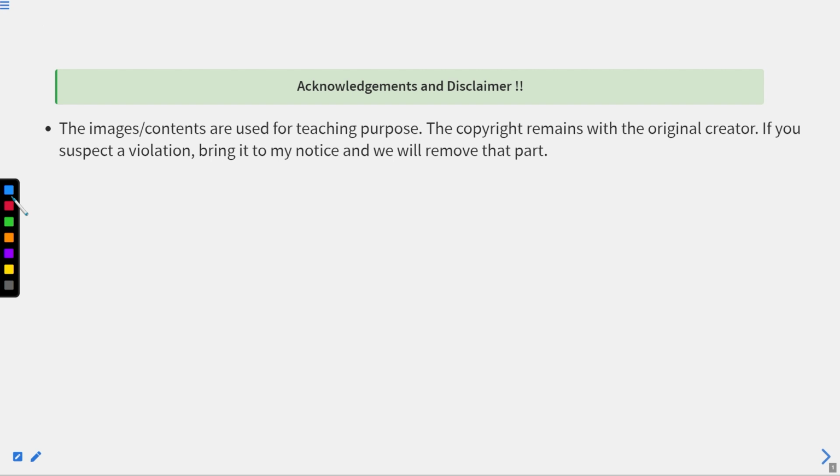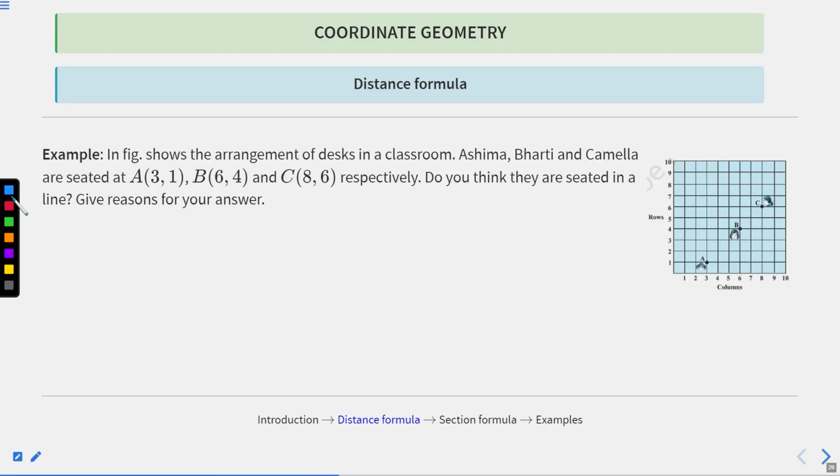In this lecture, basically we'll discuss examples on the distance formula. In our previous lecture, we started the introduction, discussed the distance formula, and also solved some examples. In this lecture, we'll also discuss some examples on the distance formula. Let us see this example.